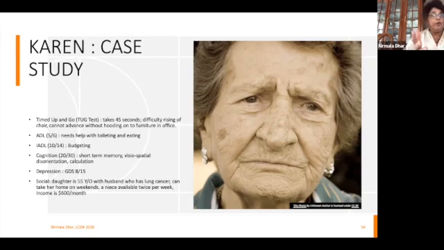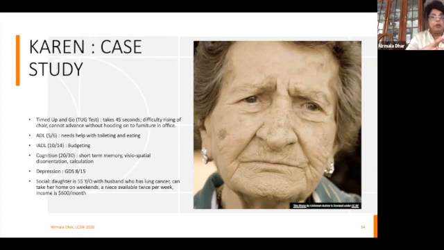Cognition, I don't know what test they used, but it was basically 20/30, which puts her in the moderate range of dementia. They said she had short-term memory problems, some visuospatial problems with calculation. So no wonder she needed help with finances and budgeting. Look at her depression scale, GDS. Remember, I said that is the short form of the geriatric depression scale. She had 8/15.